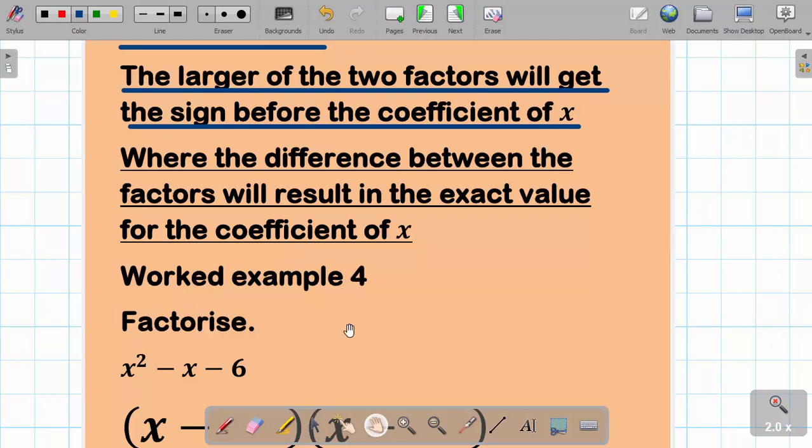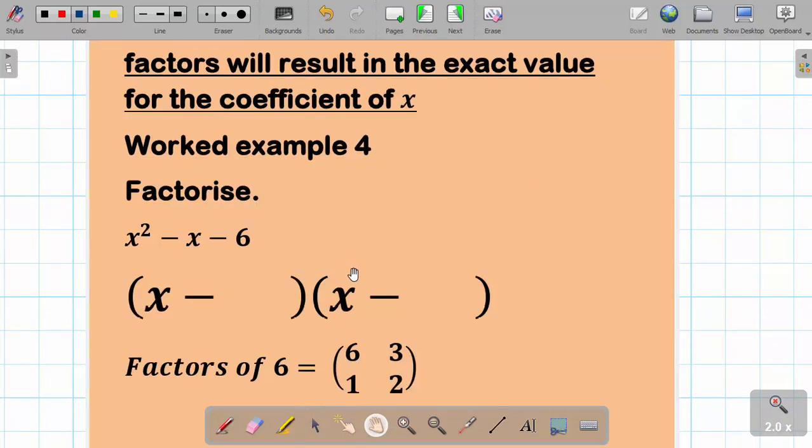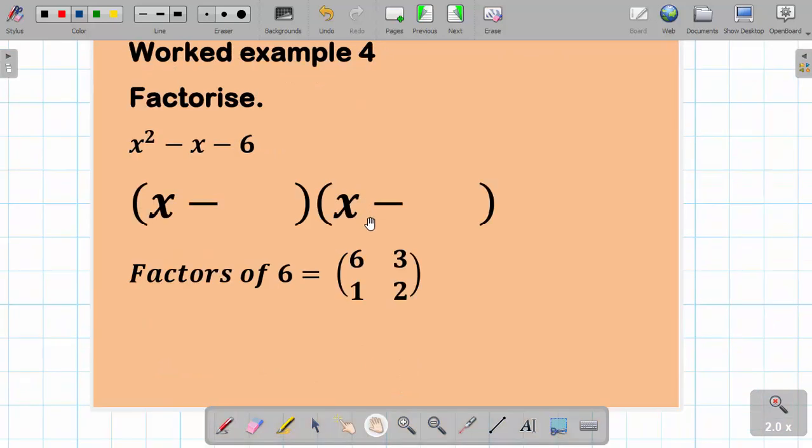We take example 4 here. Now, as you see, the question says factorize. This is minus. Being a minus, I'm going to have two different signs in the brackets. Plus and minus. I beg your pardon here, it's supposed to be plus here. One of them plus, the other one minus. So I must make sure this is plus here.